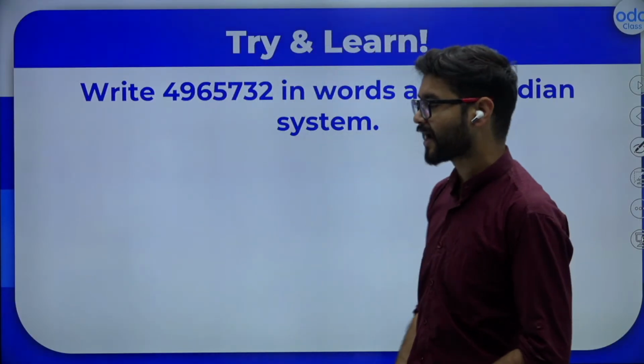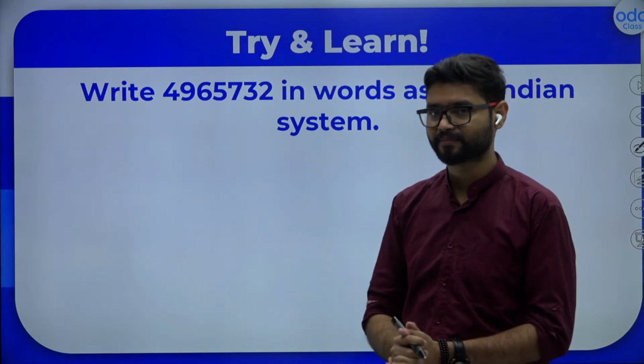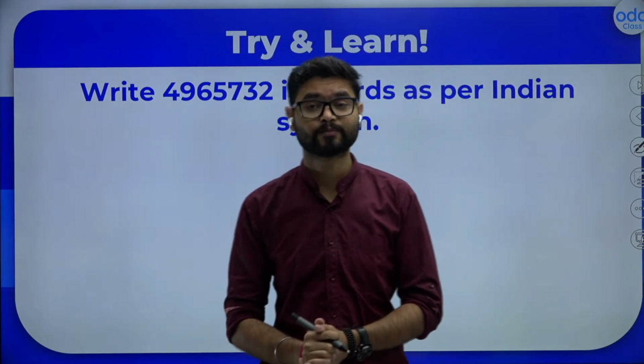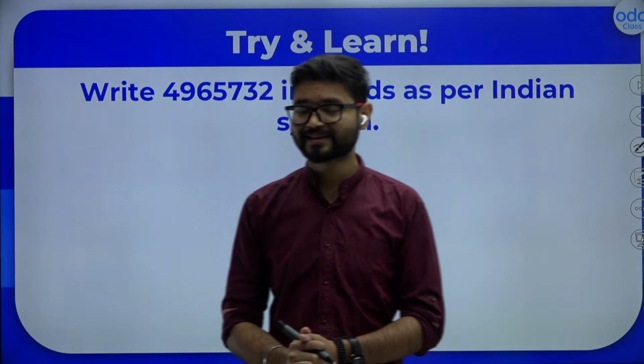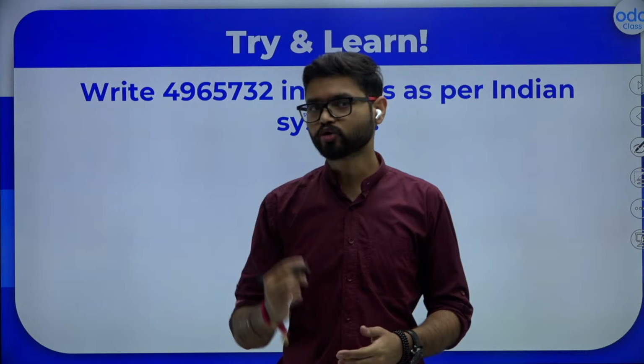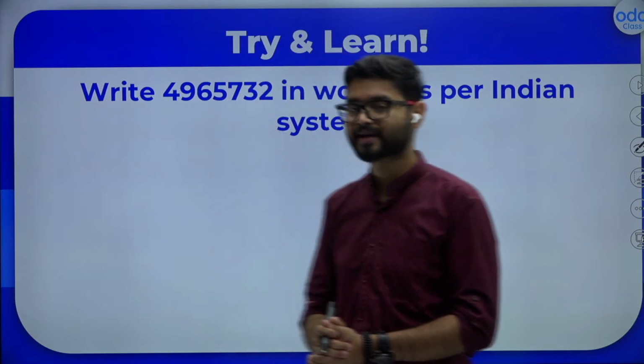So we have learned how we can write a number, how we can represent a number. If a big number is given to us, with the help of commas we can represent that number as per the Indian system. Now, how to read that number and how to write that number in words, we are going to learn today.